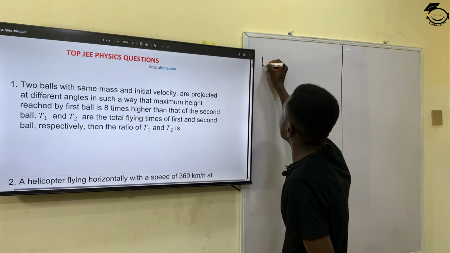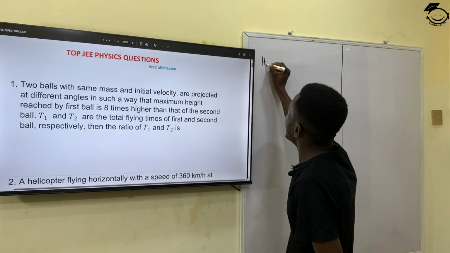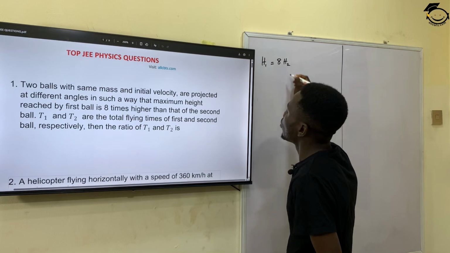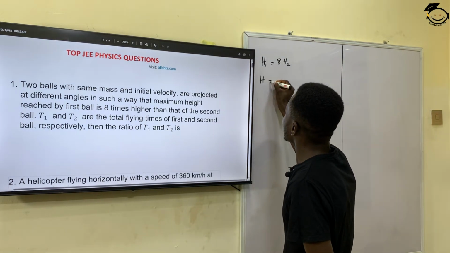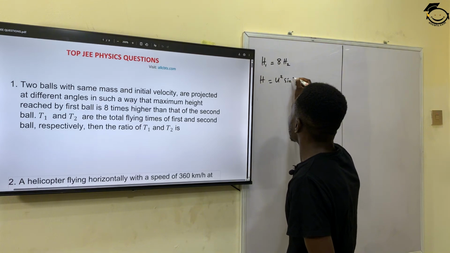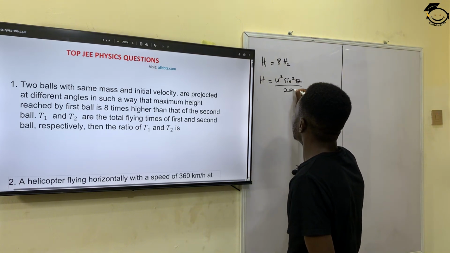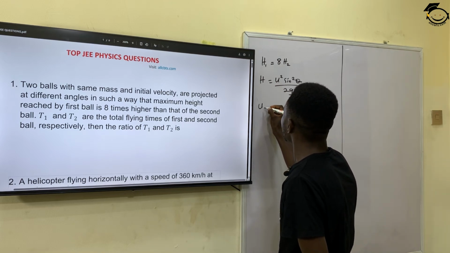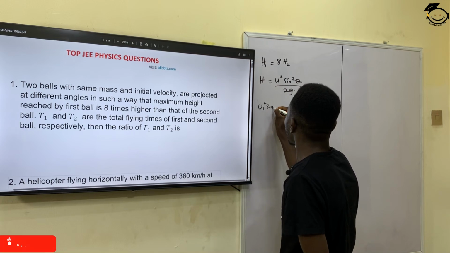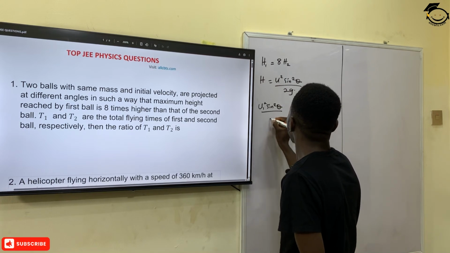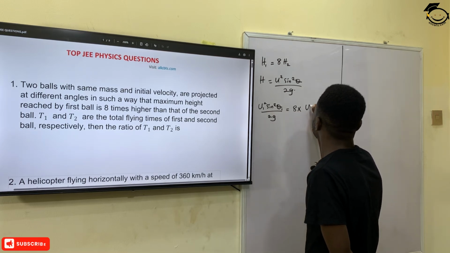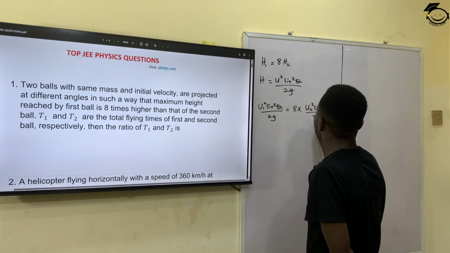Remember that the maximum height for the first one is equal to 8 times the maximum height for the second ball. And since we know that the maximum height is u square sine square theta over 2g, this means that the maximum height of the first one, u1 square sine square theta 1 over 2g, is equal to 8 times u2 square sine square theta 2 over 2g.